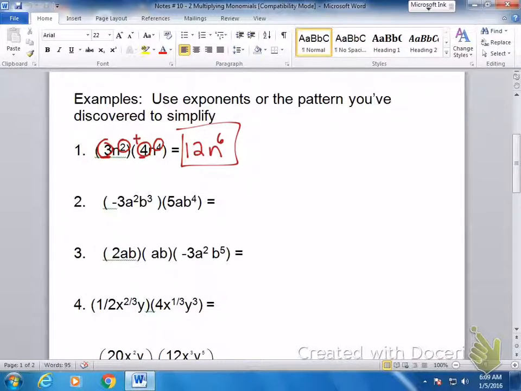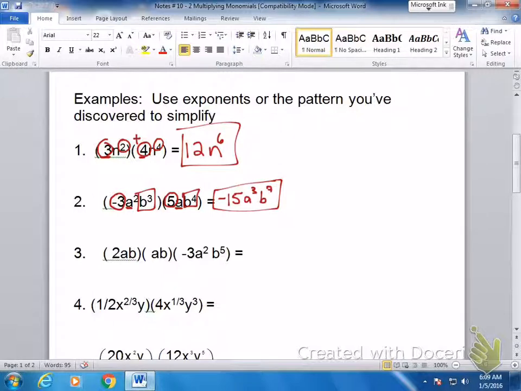Now, we can have multiple exponents and variables as well if we look at the next one, but we kind of go in order from first to last. I have two numbers that I can multiply first. 5 times negative 3 gives me negative 15. Now I'm going to look at my a's. I have a squared times a to the first, so we still add our exponents. 2 plus 1 is 3. Now I'm going to look at my b's. I have b to the third times b to the fourth. Well, that's b to the 3 plus 4, which is to the 7th.